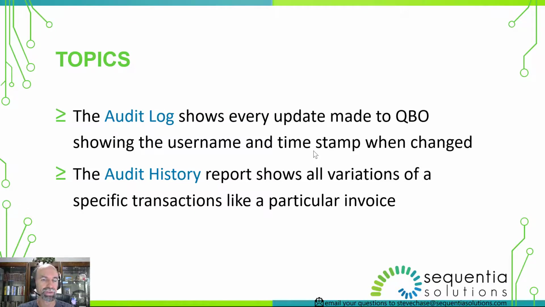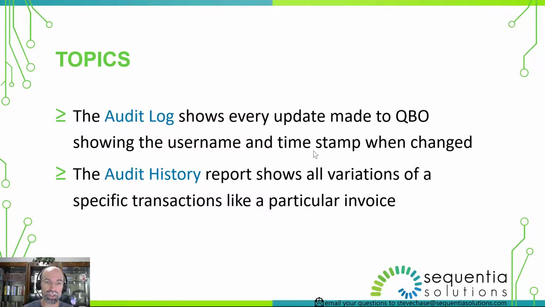The primary difference between an audit log and audit history is that the audit log is going to show you an update made to the entire QuickBooks database: usernames, timestamps, what event happened, when it occurred, and you should be able to see that for the entire history since you created a QuickBooks Online account.